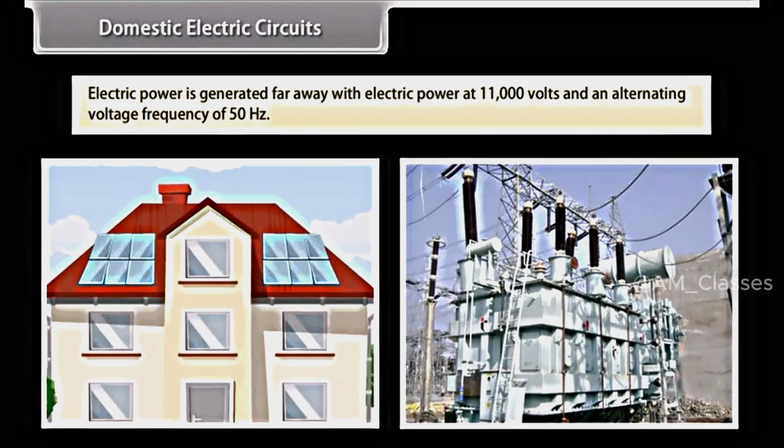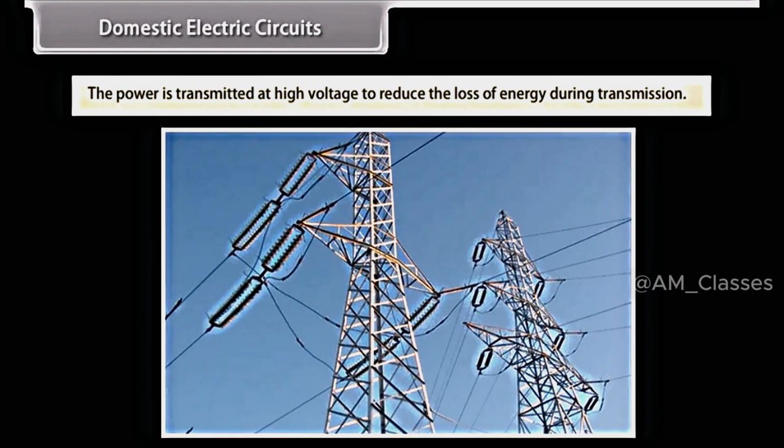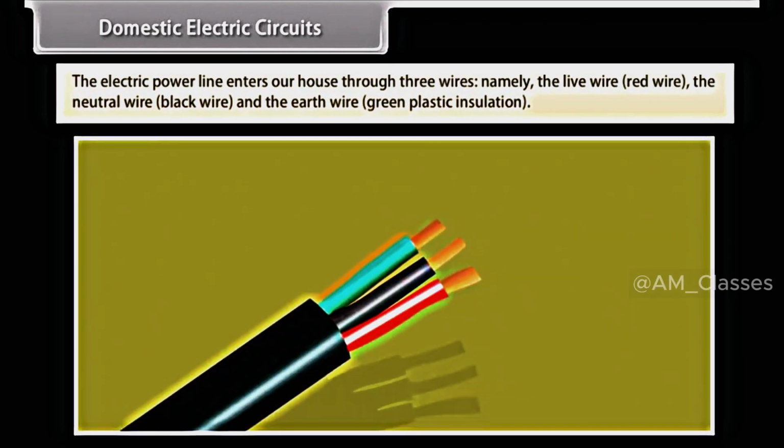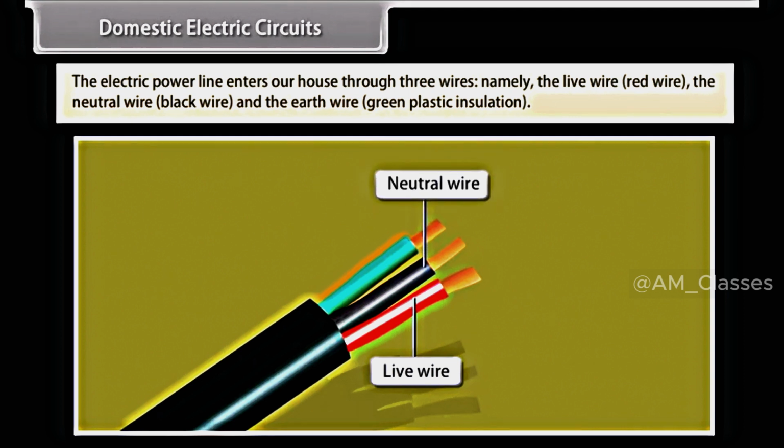Domestic electrical circuits. Electric power is generated far away from the places it is consumed. At the generating station, the electric power is generated at 11,000 volts with an alternating voltage frequency of 50 Hz. The power is transmitted to the places of consumption at high voltage to reduce the loss of energy during transmission. The electric power line enters our house through 3 wires, namely the live wire, red, the neutral wire, black, and the earth wire, green plastic insulation.